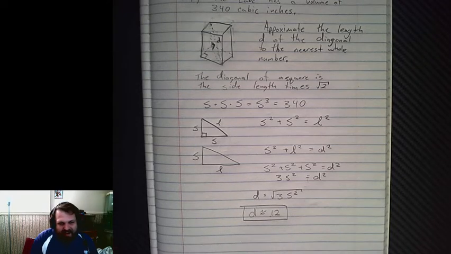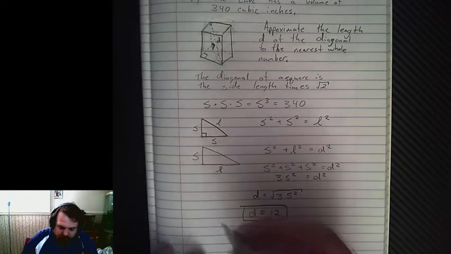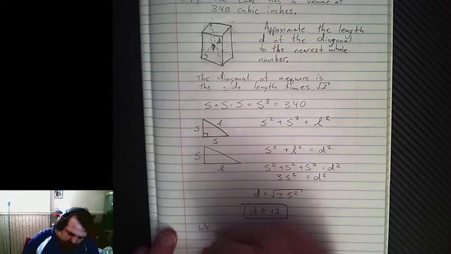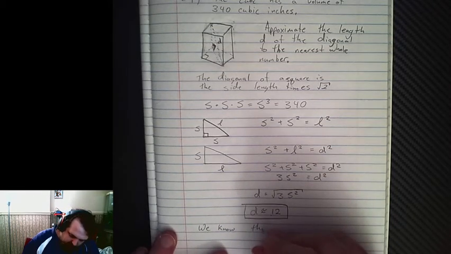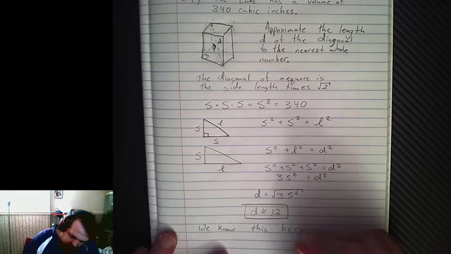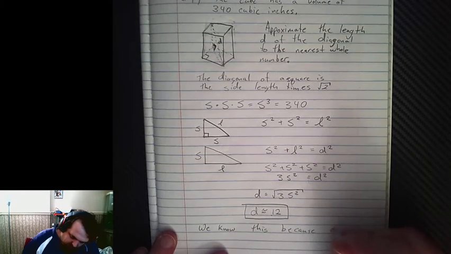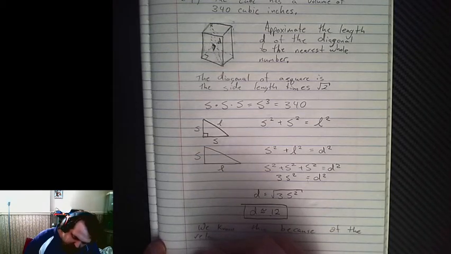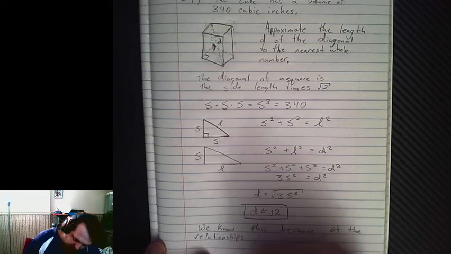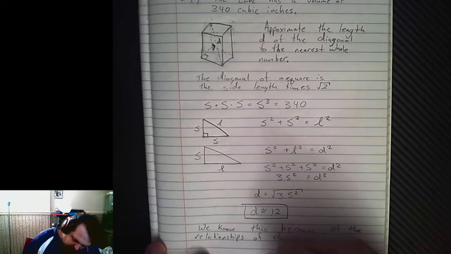And when we're asked to justify our answer, we made relationships. We know this because of the relationships of diagonals.